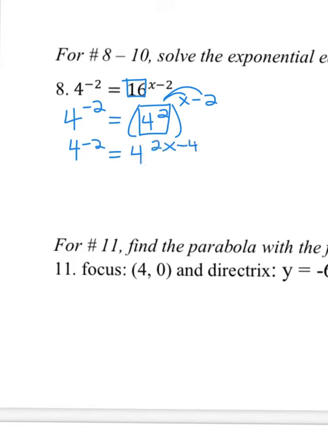Once the bases are the same, the exponents have to be the same. So negative 2 equals 2x minus 4. I end up getting that x is equal to 1 from this equation. You plug it back in to check it, and it does in fact work.